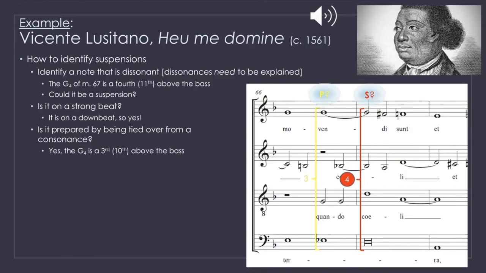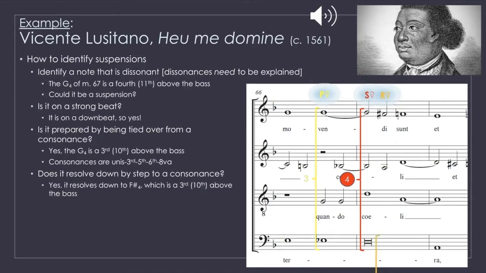And then just a reminder, consonances are just like with all the species counterpoint, the unison, 3rd, 5th, 6th, and then the octave equivalents of those. So the 3rd is a 10th, the 5th becomes a 12th, whatever. Okay, and then does this note resolve down by step? Yes, it's resolving down by step to a consonant. It resolves down to F sharp, and when it does resolve down to F sharp, the D against the F sharp is a 3rd. So this is a suspension.